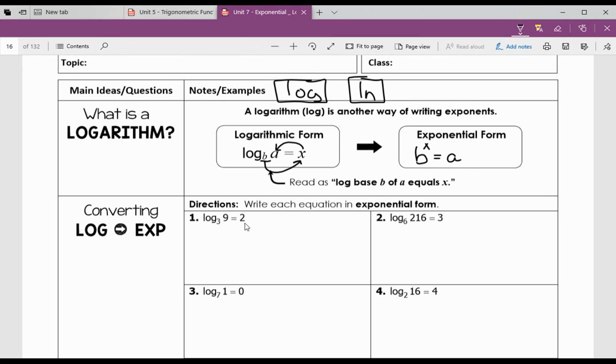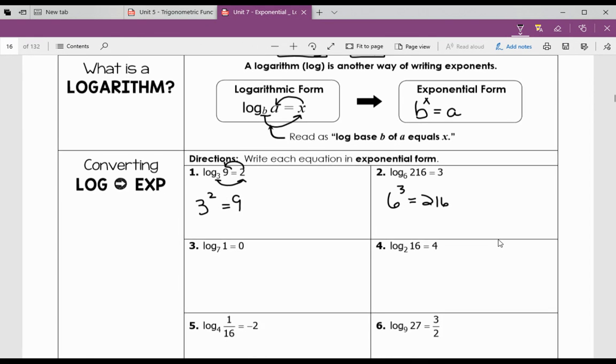So when I rewrite this expression in exponential form, which you're going to be asked to do on MathXL, you start with the base number, which is 3, raise it to the second power, and set it equal to 9. And that makes sense. 3 squared does equal 9, so that's a legitimate value. What would you do with number 2? 6 to the third equals 216. It's the same pattern over and over again.